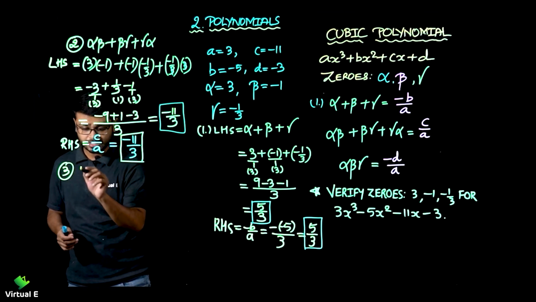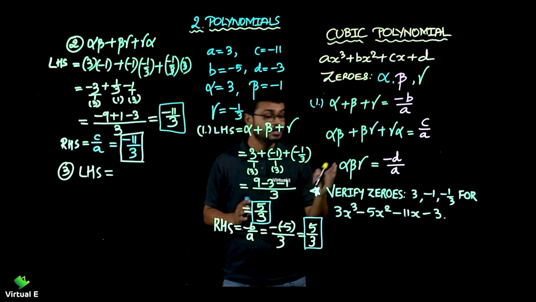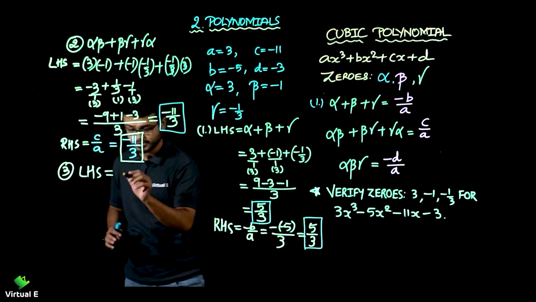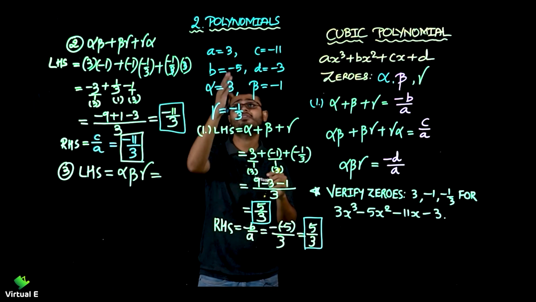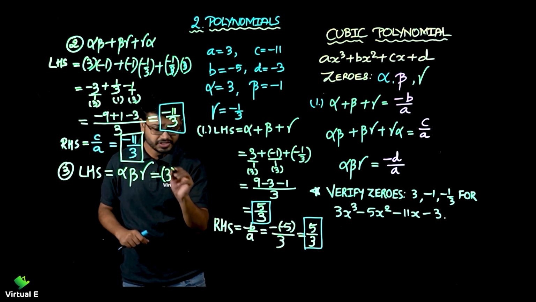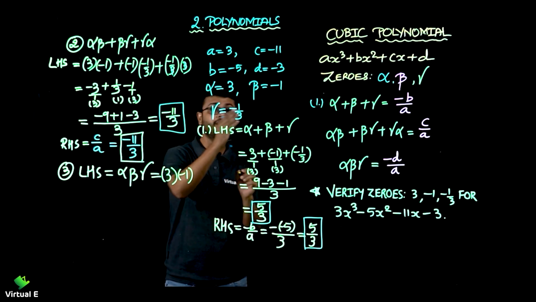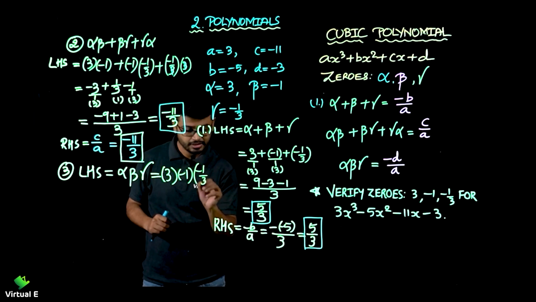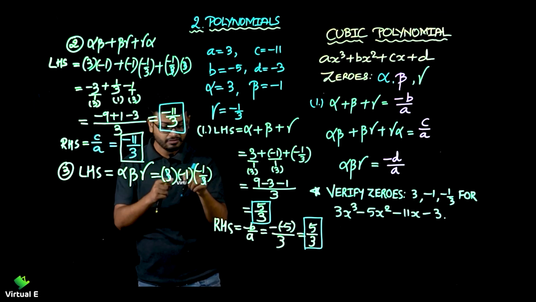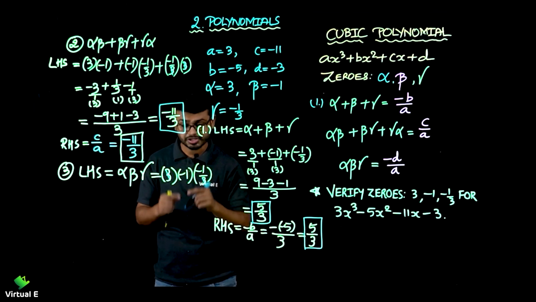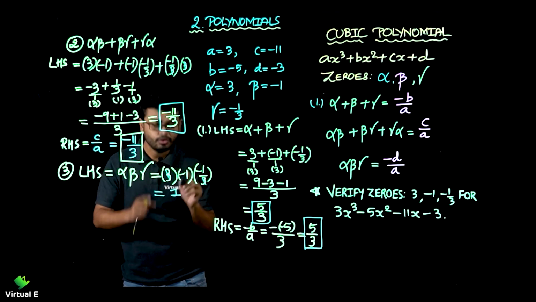I will start with the LHS. LHS is what? Product of all three zeros, alpha, beta, gamma. So alpha, beta, gamma. What is the value of alpha? 3. What is the value of beta? Minus 1. What is the value of gamma? Minus 1 by 3. Now let's do cancellation. 3 and 3 will get cancelled. Then 1 into 1 will become positive 1. So what is the LHS? It will be 1 only.